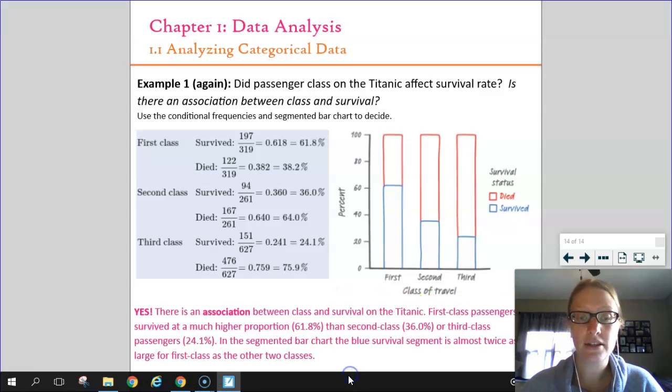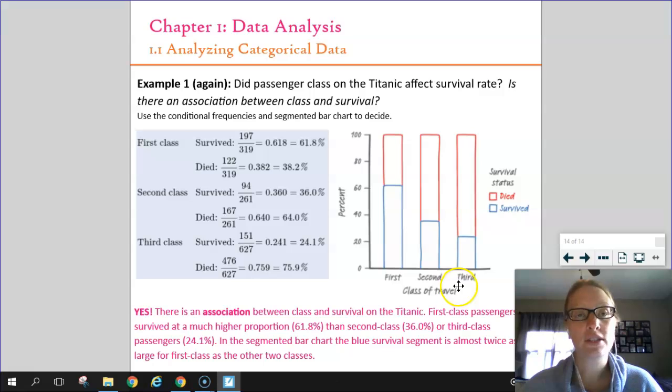Indeed, we notice that yes, there is an association between class and survival on the Titanic. First-class passengers survived at a much higher proportion, 61.8% of them survived, compared to only 36% of second-class passengers, or just 24.1% of third-class passengers. I can see that in the data as well as in the segmented bar chart, where I can see the blue bar for survived is much larger for first class than it is for second class or for third class.